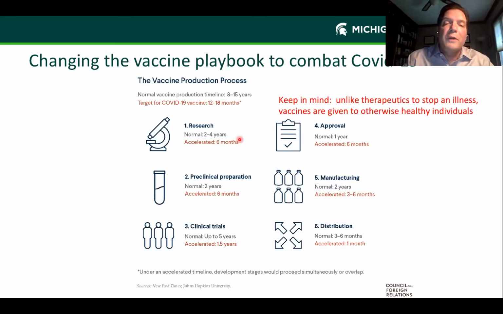For COVID, we've thrown out the playbook, and for many of the vaccines, certainly the Moderna vaccine, several of these processes are being done all at once.